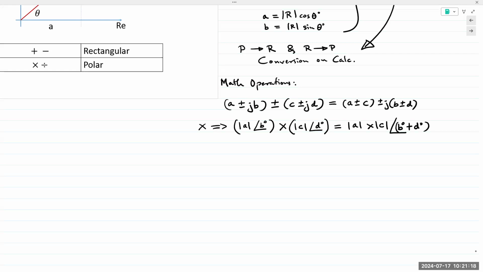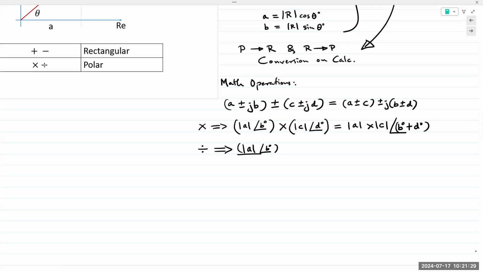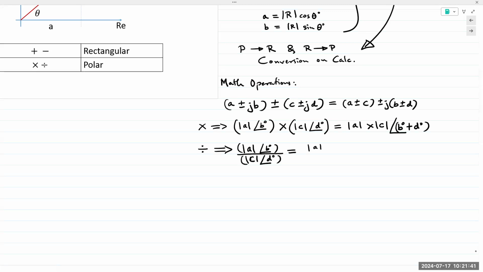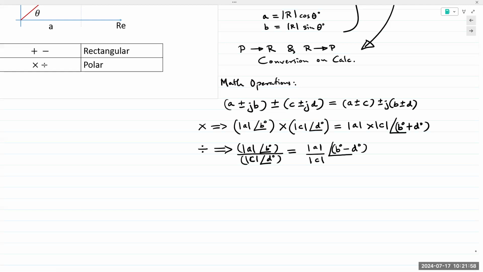Make sense? Okay. And then division, similar, but if you have 2 numbers in polar coordinates, the magnitudes are divided. So magnitude of A divided by magnitude of C, the phase angles are subtracted. It is numerator minus the denominator.